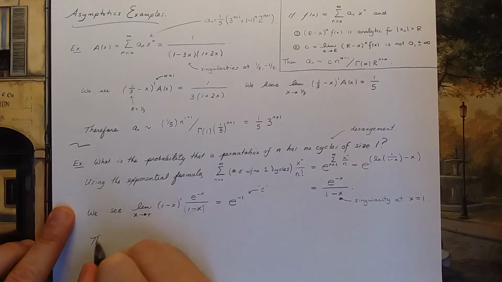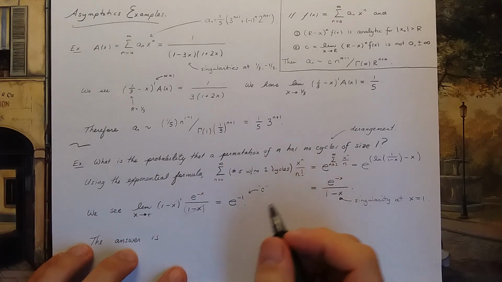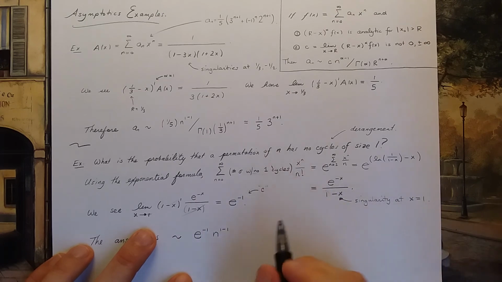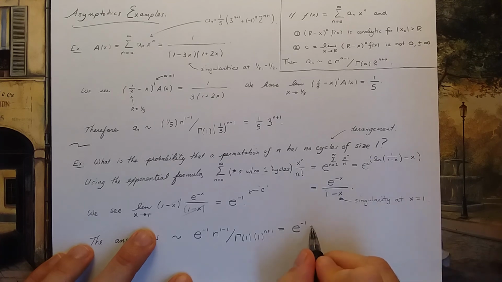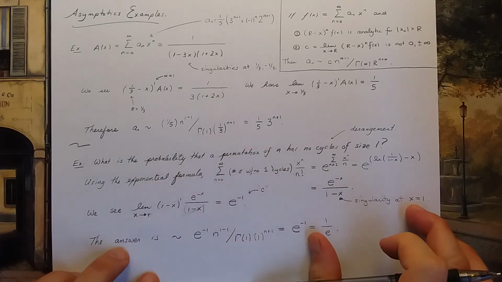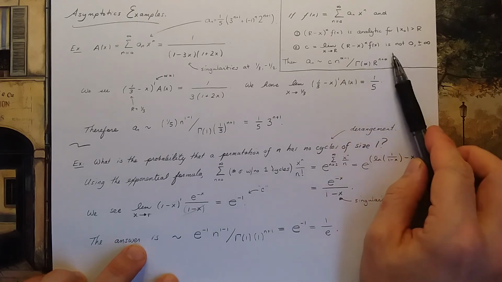So thus the answer is asymptotic to C, which is e to the negative 1, times n to the 1 minus 1 power, alpha is equal to 1, divided by gamma 1 times 1 to the n plus 1 power, which is simply equal to e to the negative 1, which is equal to 1 over e. So that's a famous result that we got pretty quickly using our asymptotics results.